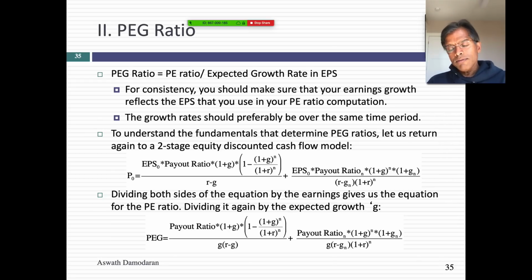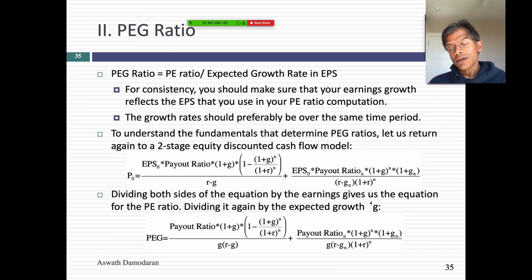I know we've done a lot today, but let me do one more thing and we'll end for the day. I want to talk a little bit about a ratio called the PEG ratio. You're saying, what's a PEG ratio? PEG ratio is the PE ratio divided by expected growth in earnings per share. So let me give you an example. Let's suppose you have a stock with a PE ratio of 20 and an expected growth of 10% in the next 5 years. Take 20 divided by 10, I get a PEG ratio of 2.